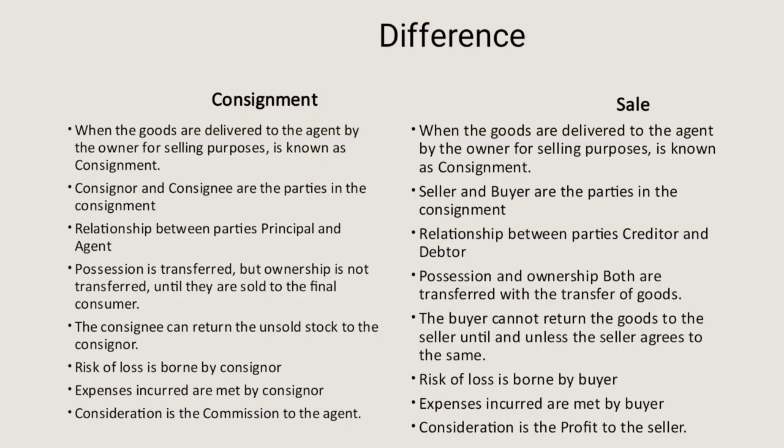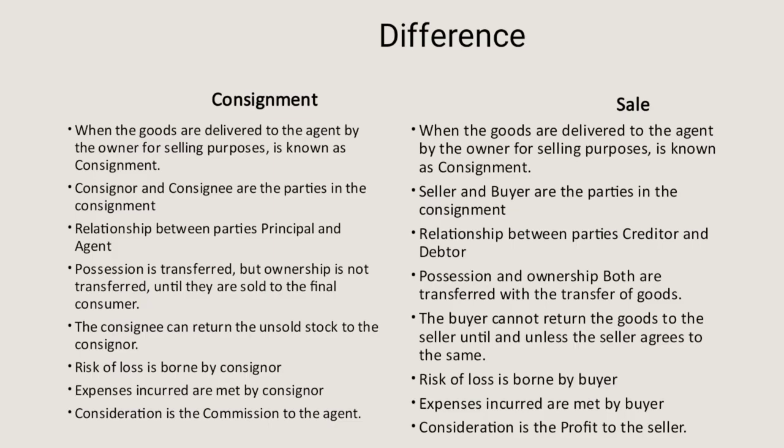Now sometimes the question arises, what is the difference between consignment and sales? The basic difference is that in consignment we know that there is one agent and one principal, and goods are delivered by the principal to the agent for the purpose of selling. But in sales the goods are delivered to the buyer by the owner for the specific purpose, right?